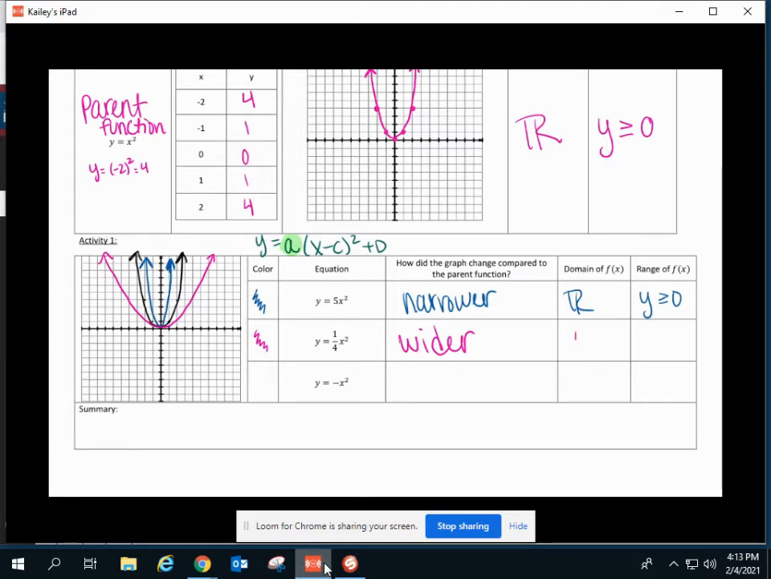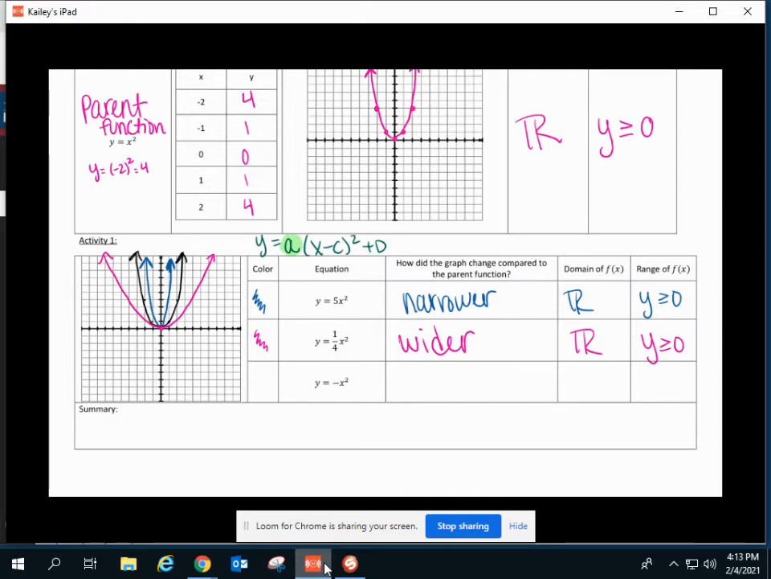And it would still have a domain of all real numbers. It still has a vertex at the origin. So our range is still y is greater than or equal to 0. And that means that if we have a fraction in the front, it's going to make our function get wider.